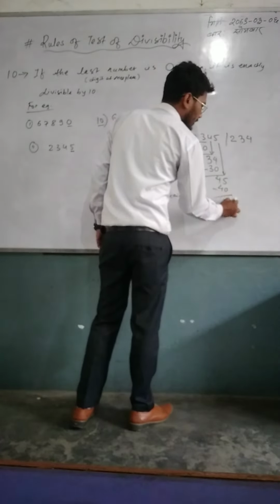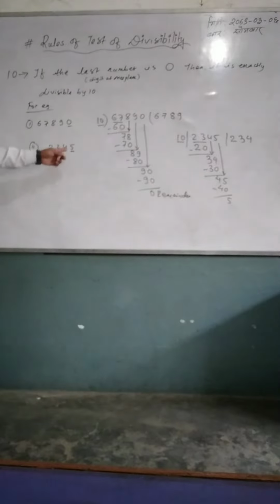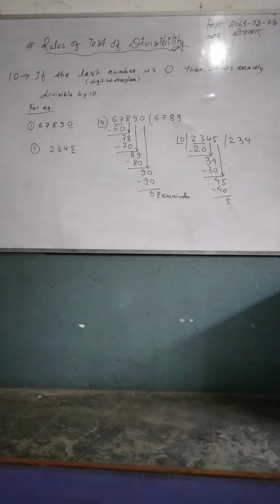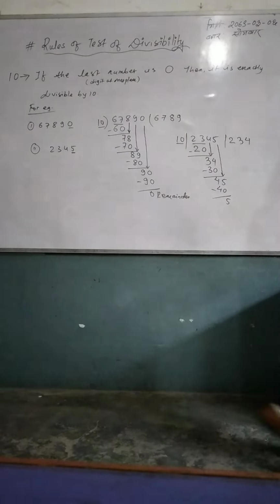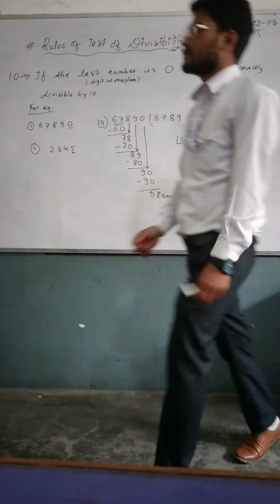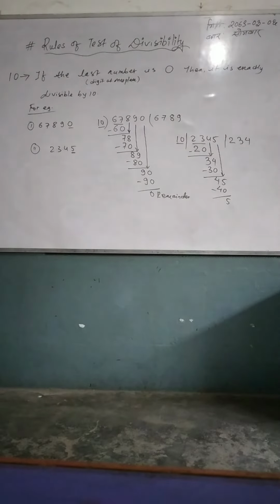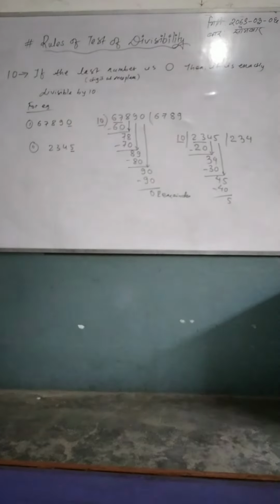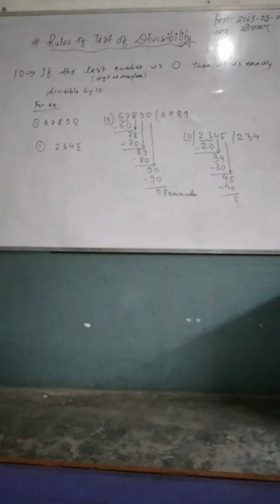Look at this one. If the wrong number is there, then we will not get the correct answer. That means we have to go according to the rules only. If it is not according to the rules, then we will not get the correct answer. So to get the correct answer, there should be the same number which is mentioned in the rules only. Any confusion for 10? No, sir.